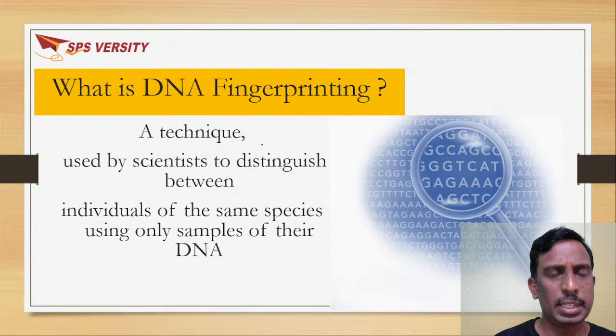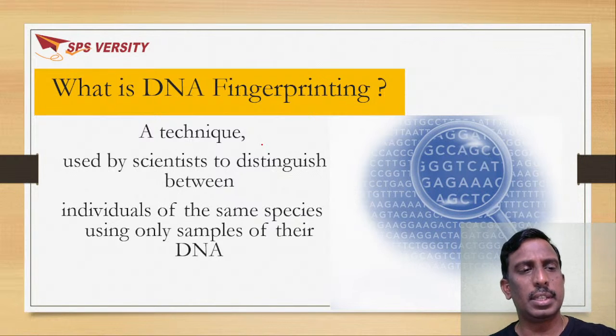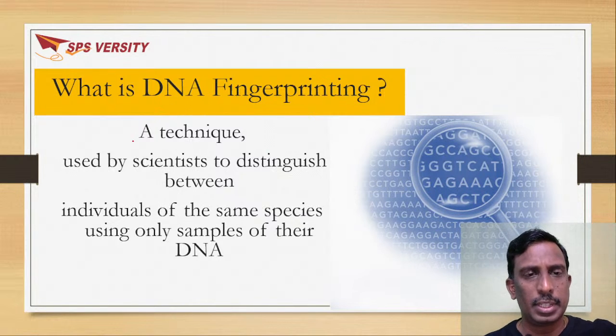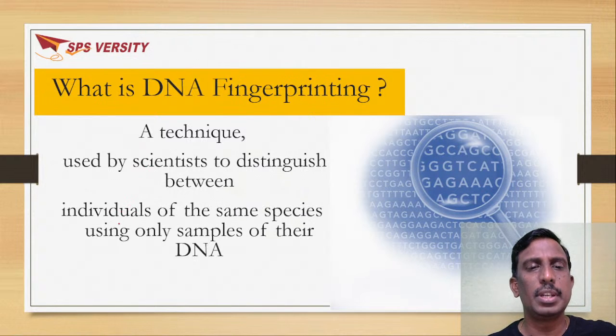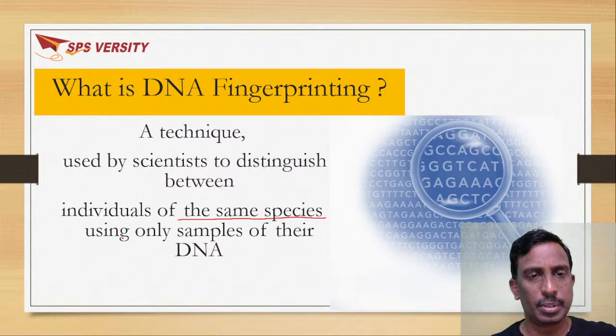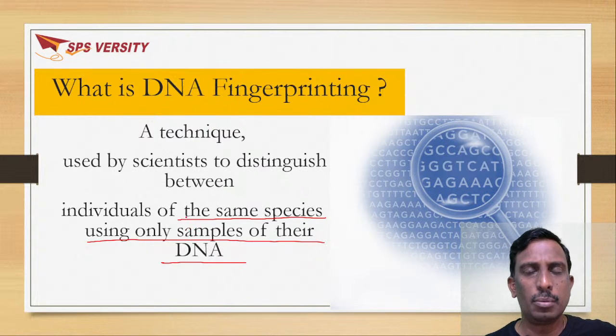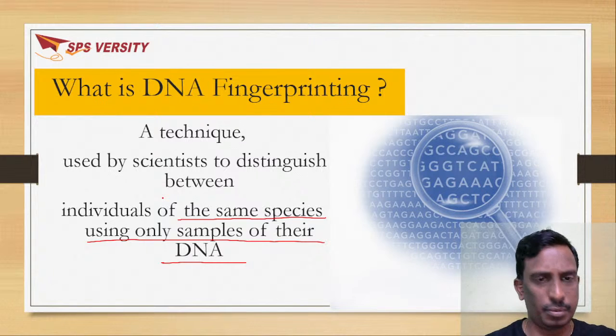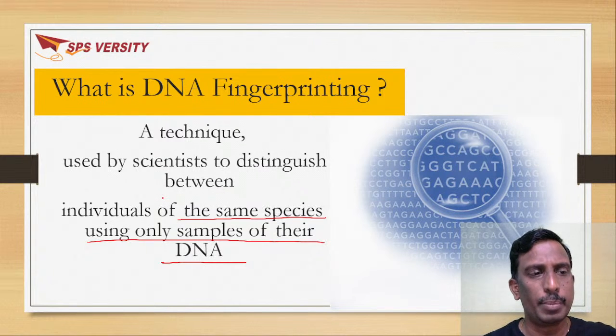So now we have discussed the Human Genome Project, which is a mega project. And next we are going to discuss DNA fingerprinting. What is this DNA fingerprinting? It is a technique used by scientists to distinguish between individuals of the same species, using only samples of their DNA. By taking only samples of DNA, we can distinguish between individuals of the same species. For example, in human beings, we can identify whether they belong to the same clade or not.